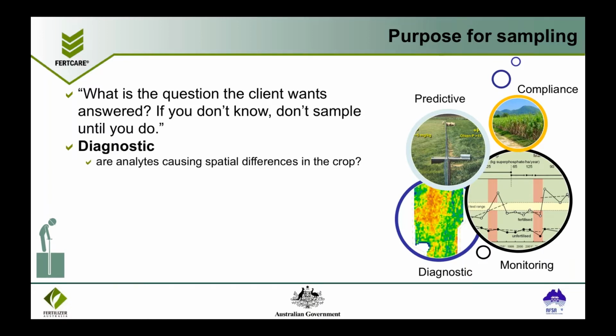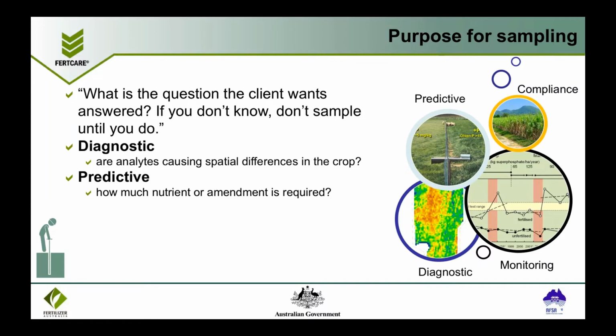So one of those is diagnostic. This is a fairly reactive type of strategy, and what you might do in this particular instance is be asking yourself whether particular analytes are causing spatial differences in the crop. So you might have good and poor performing areas in the crop, and you might stratify your sampling and take samples within areas where there's poor performance and take samples within areas where there's good performance and try and understand the differences between those two.